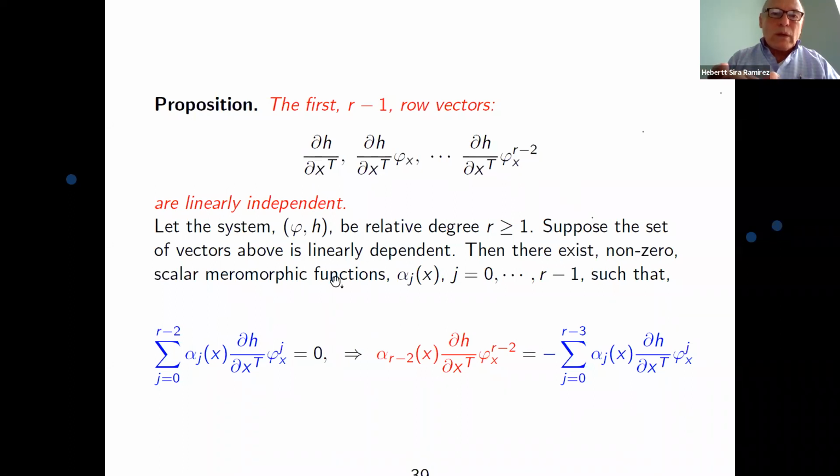The fact that they are linearly independent is very easy to show. Let's assume, contrary to what we have established, that this collection of row vectors is linearly dependent, and we assume something a little bit stronger: that when multiplied by meromorphic functions, they reproduce zero. We assume that they are linearly dependent, not only with respect to linear combinations of these row vectors with real numbers, but also with meromorphic functions. It doesn't make any difference, and it gives us more generality.